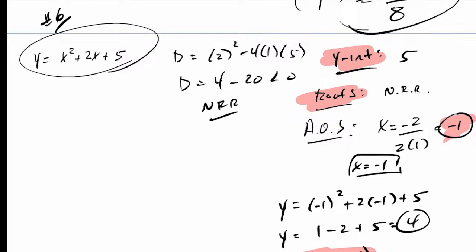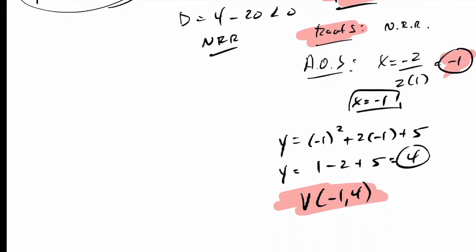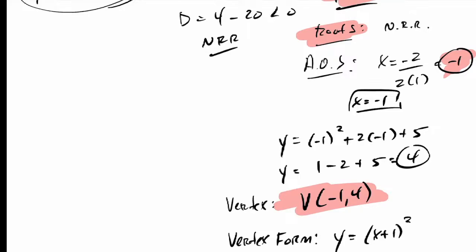So now you see I have my vertex, and I know my leading coefficient is a 1. So vertex form here, this is my vertex. Vertex form is y is (x plus 1) squared plus 4.